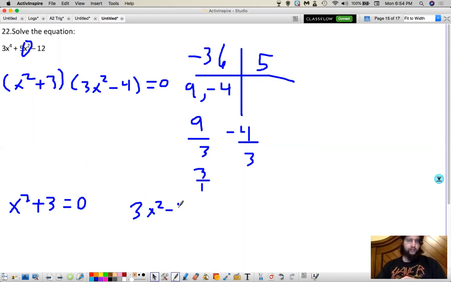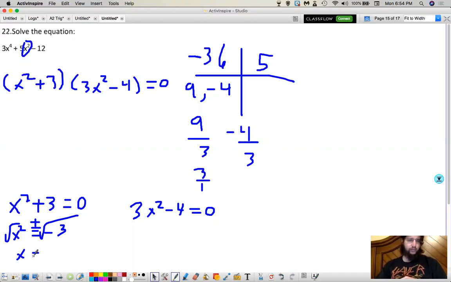Notice neither of these have an x term, so we don't need to use mode 5.3 on these. You could. It would work just fine with 0 for the x term, but it's easier than that. Just do some basic algebra. Subtract to isolate the x squared, and then square root both sides, not forgetting your plus or minus.